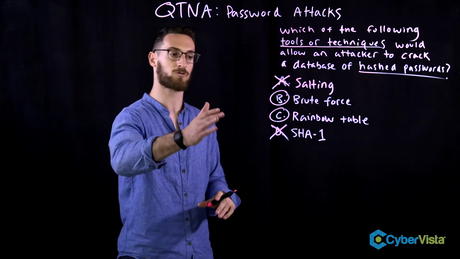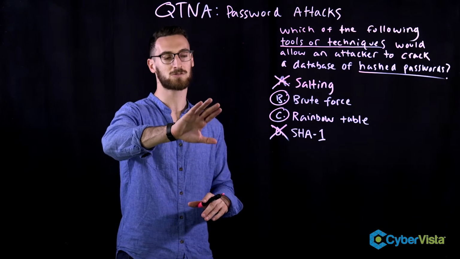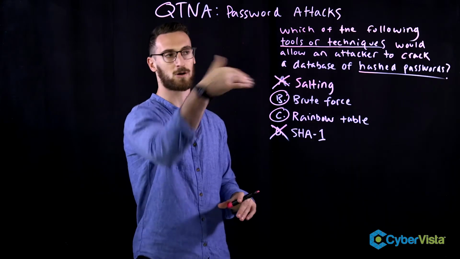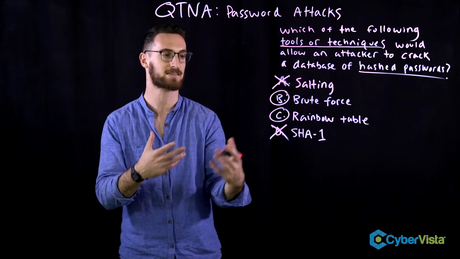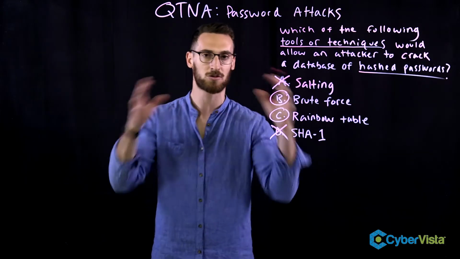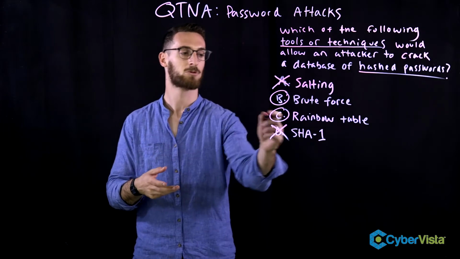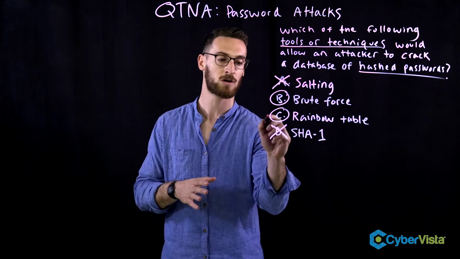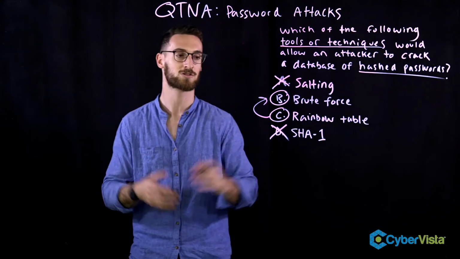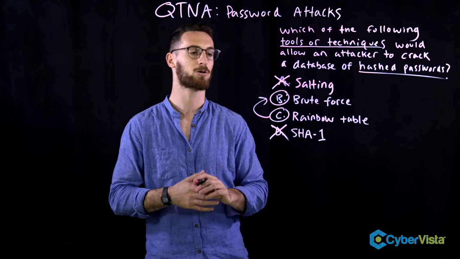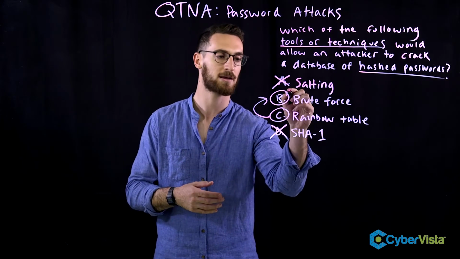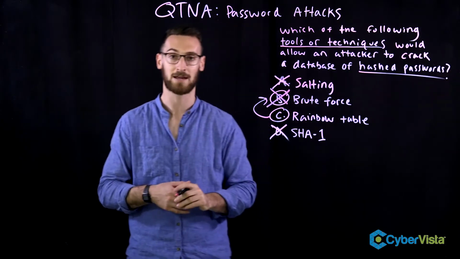So we're left between brute force and rainbow table. This one is interesting because the wording of the question really matters. It says tools or techniques. It doesn't necessarily say attack type. So I would say brute force is more of a general overall attack type, but a rainbow table is a specific tool that actually enables a brute force. So I think in this case, both could be right. Both are right in some ways, but C, rainbow table, is the better answer choice.